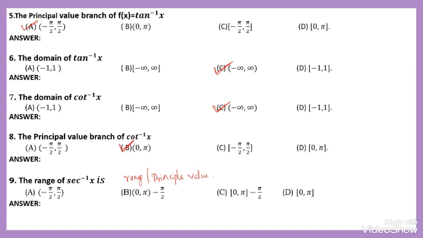The range of the sec inverse x, the inverse of the secant function, is the closed interval 0 to pi except 90 degrees. It includes all the values from 0 to pi except 90 degrees. Option C is correct.